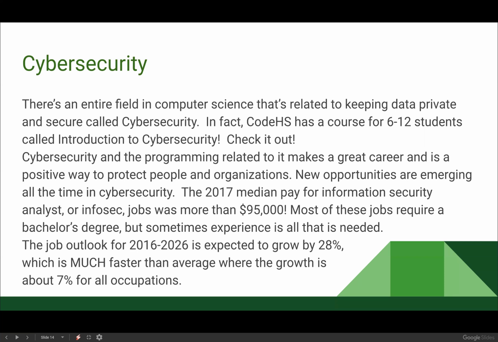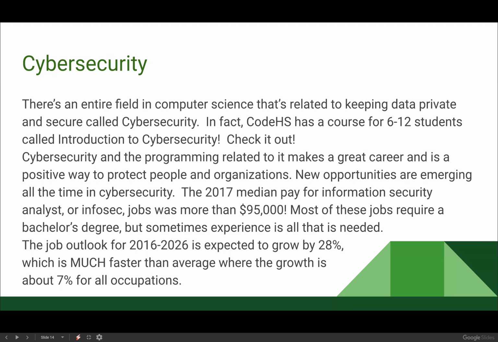In 2017, median pay for information security jobs was about $95,000, which is a pretty penny. That's a very high-paying job. Most of these jobs are going to require some kind of a bachelor's degree. Usually you'd have to study cybersecurity, study network security, all that kind of stuff in school. I know at the school that I went to, that was one of the branches in the computer science path that you could take. But sometimes you don't need a degree. Sometimes all you need is some kind of experience with doing cybersecurity.